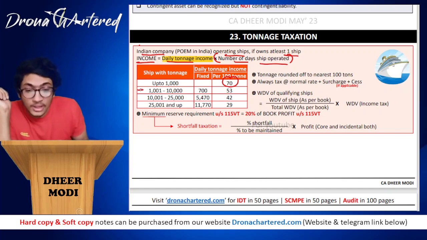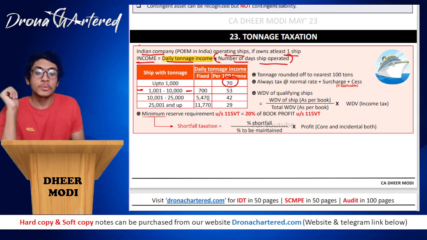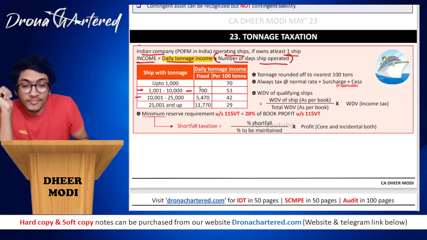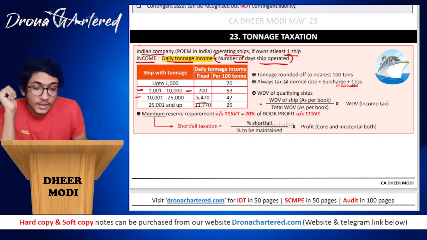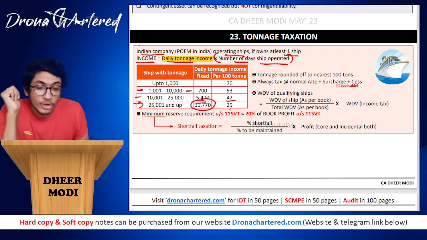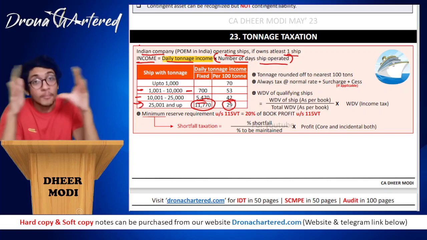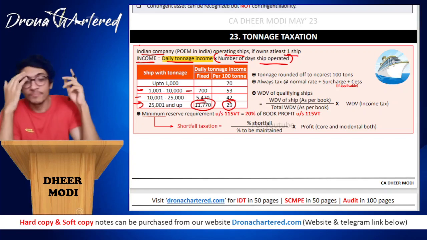If it is more than 1000 but up to 10,000, your fixed will be 700 and your income per 100 tons will be rupees 53. If it is from 10,000 to 25,000, your fixed will become 5470, and the per 100 will reduce to 42. If it is 25,000 and up, your fixed will become 11,770, and your per 100 will fall to 29. So anything above 25,000, per 100 tons will become 29 rupees of income.